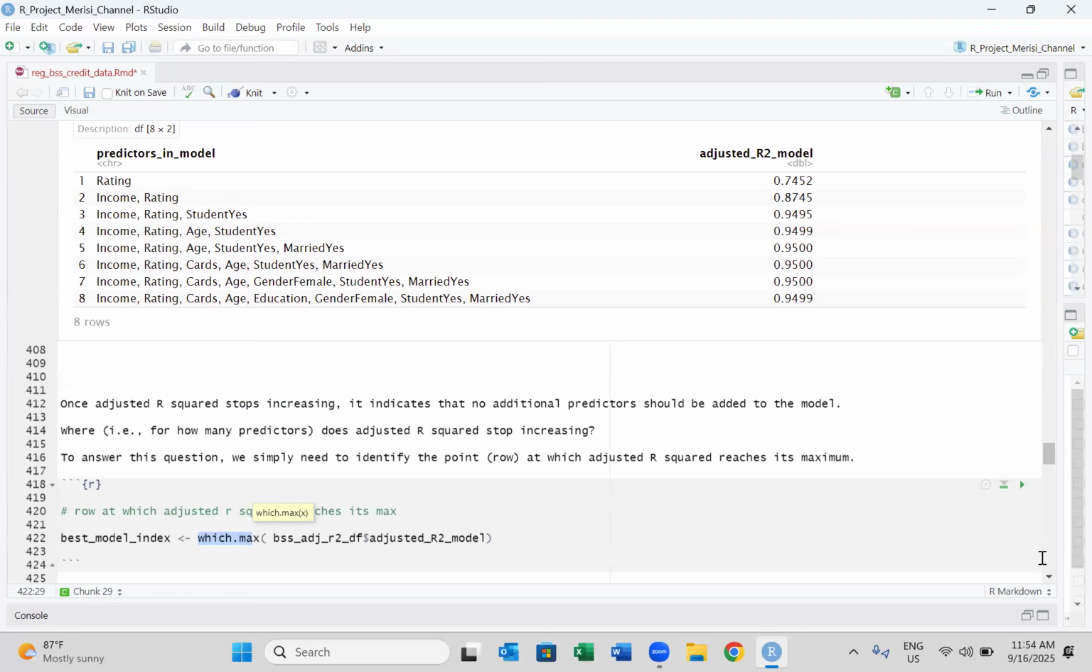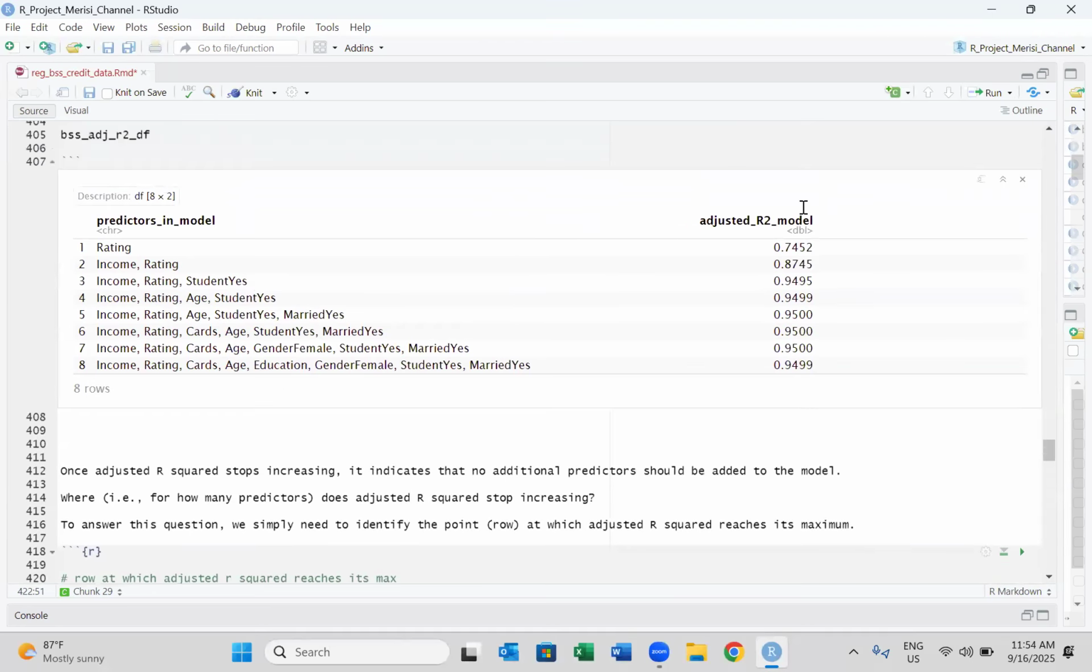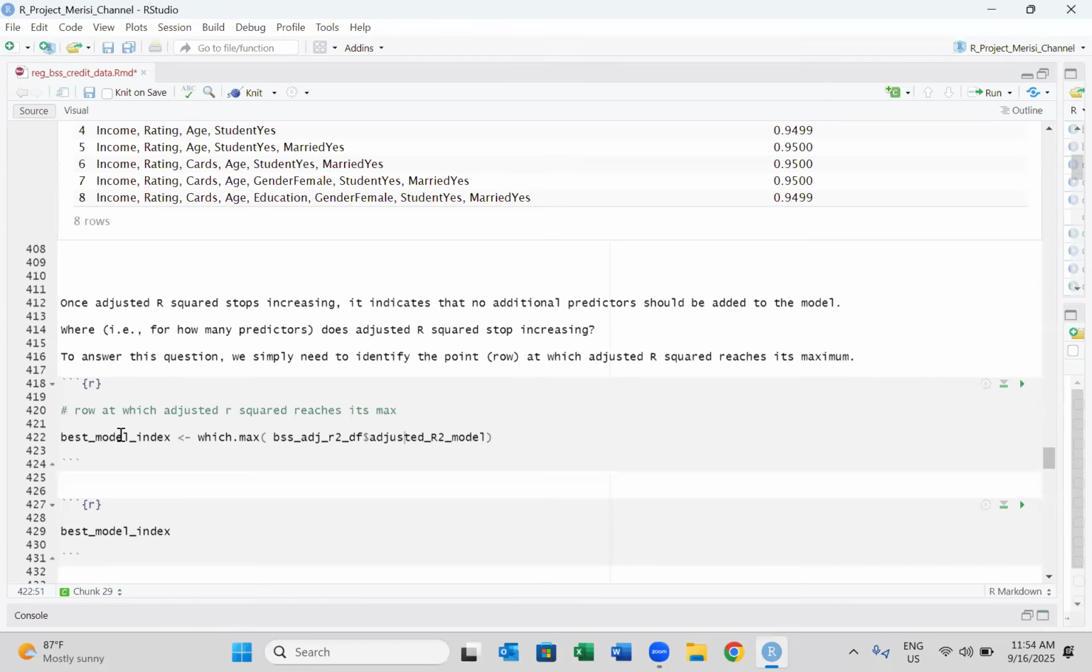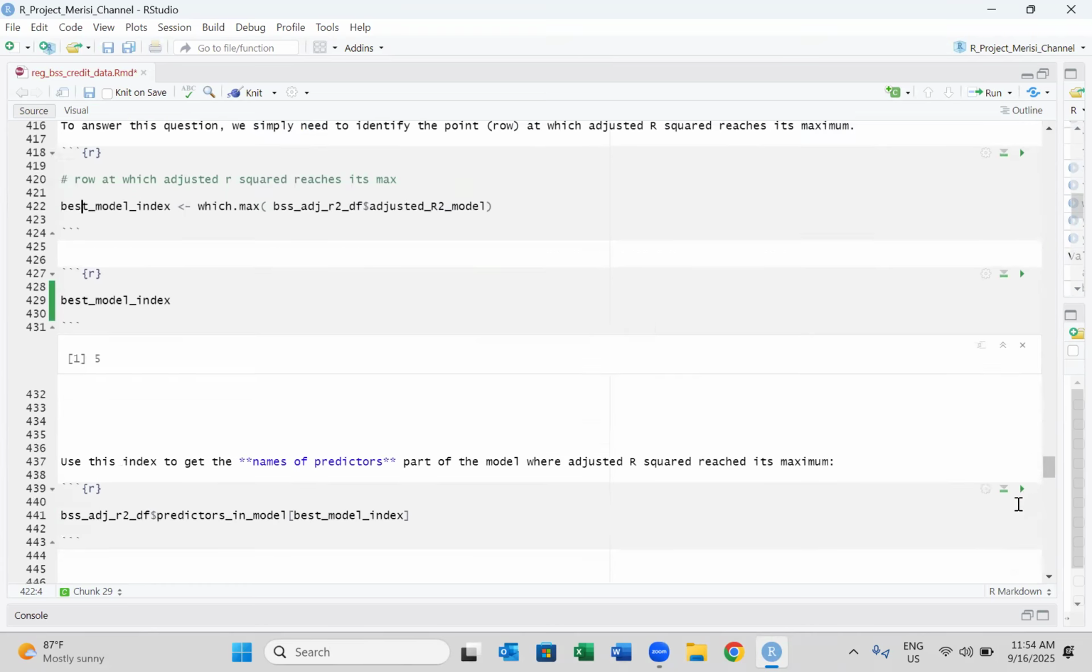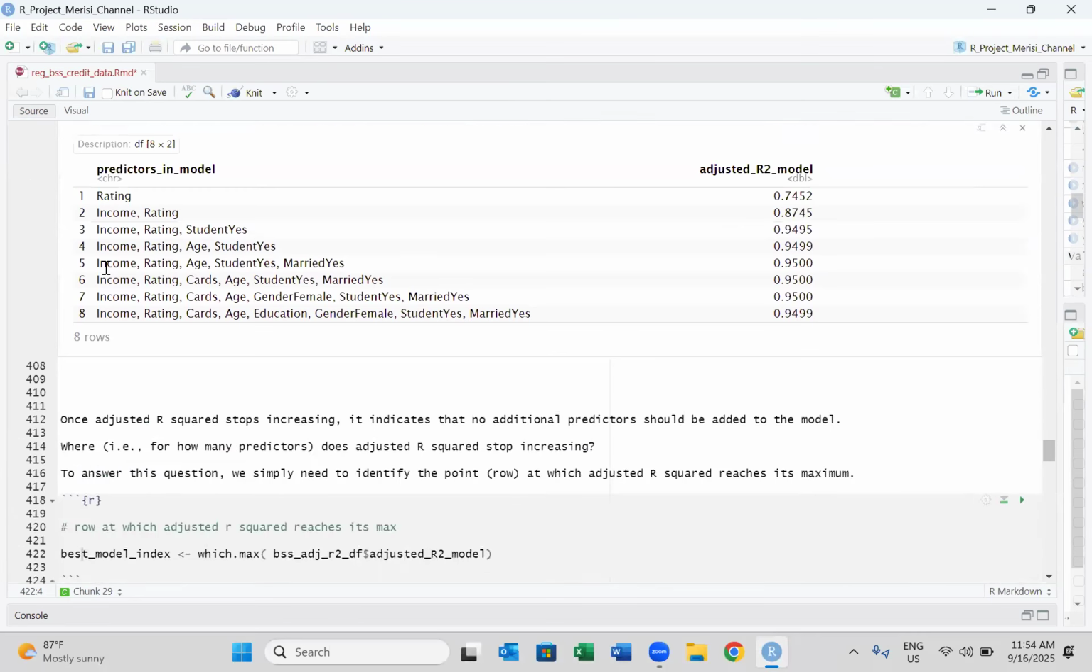I'm going to apply which.max to that specific column from the data frame, adjusted R square model. Remember, that is this column. And I'm going to store that in the variable best model index. And sure enough, that will give us 5. Is that correct? We can check.